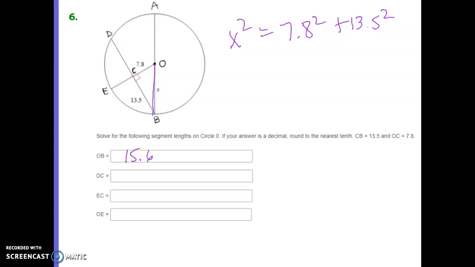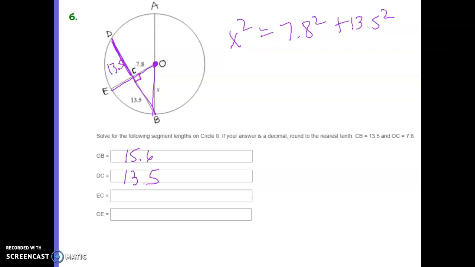Make sure you round to the nearest tenth. Next length is DC. Well, DC, if CB is 13.5, so is DC, because see how this line goes through the center and it's perpendicular? That means that this length is also 13.5. So DC is 13.5. Next one.